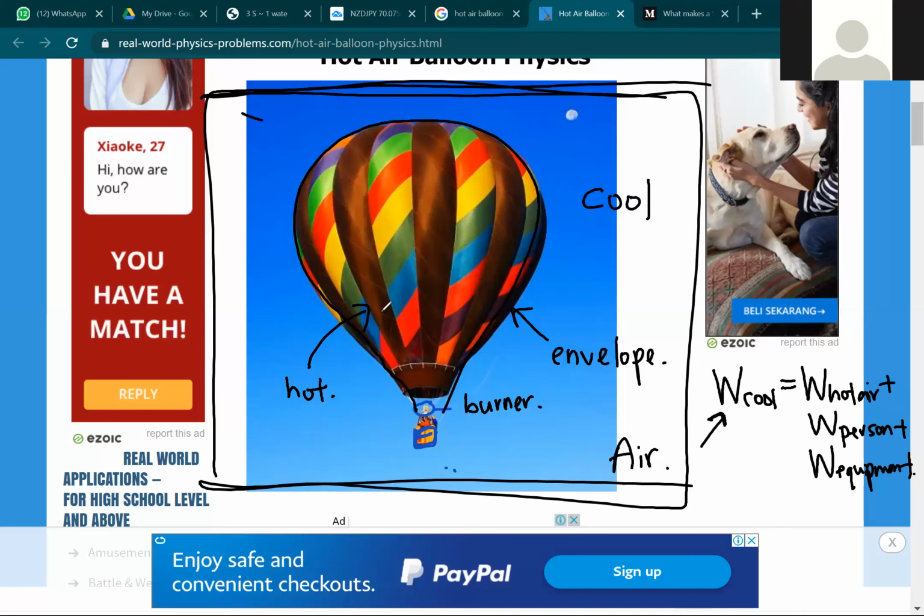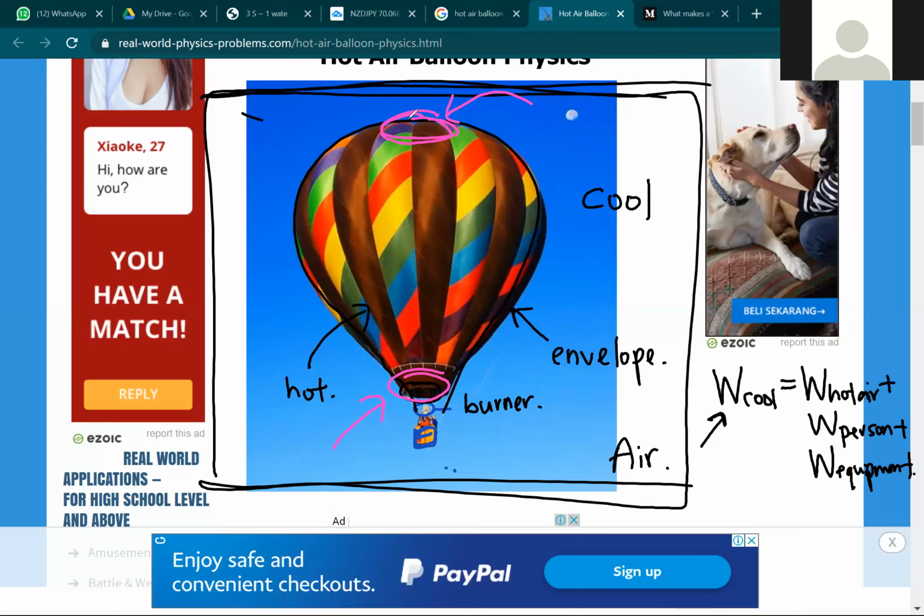So what happens is that at the bottom of the envelope, there is an opening here. You see this? This is the opening. And at the top also there's an opening, you just don't see it. So it needs to have an opening so that it allows the hot air to escape, so that the pressure inside is not too extreme.